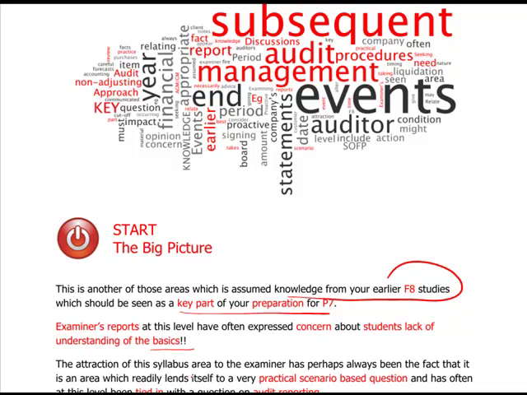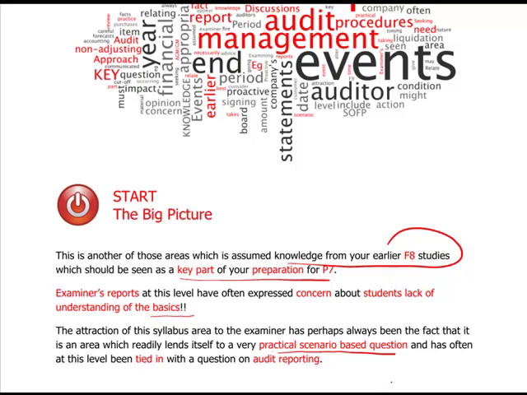Now, the attraction of the syllabus area to the examiners has perhaps always been the fact that it is an area which readily lends itself to a very practical, scenario-based question. So in other words, you have a business. After the year end, something happens which you have to account for. Is it material? That's the first question. Is it an adjusting event or not an adjusting event? Is it before you sign the audit report or after the audit report? So it's a very nice scenario-based question to have. Plenty of examples, which the examiner has probably experienced or heard about, and puts into the question. And then perhaps ties it in with audit reporting.